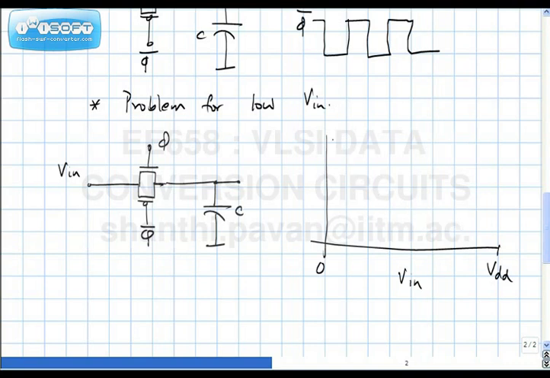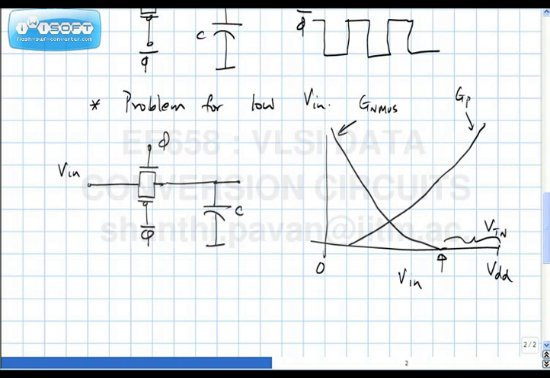In fact, this distance is VTN. And what can you comment about the conductance of the PMOS transistor? It should do the opposite thing. So this is the conductance of the NMOS device. This is the conductance of the PMOS device. The total conductance of the switch, therefore, is the sum of the two conductances. So it probably does something like this. So this is the switch conductance.